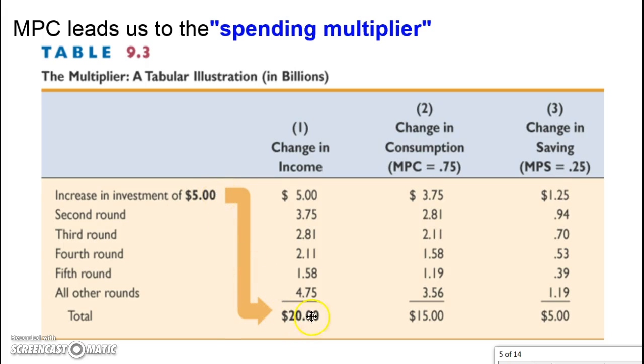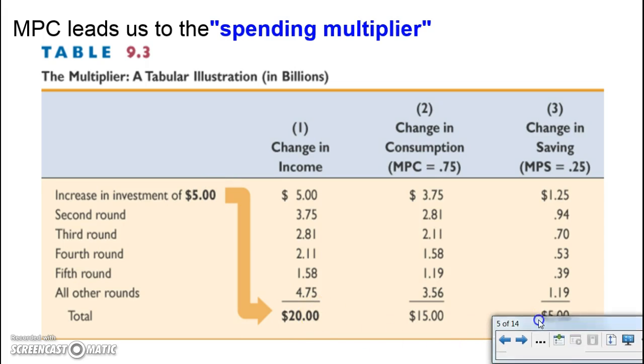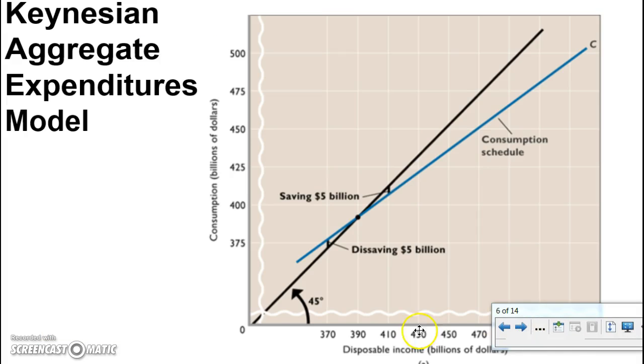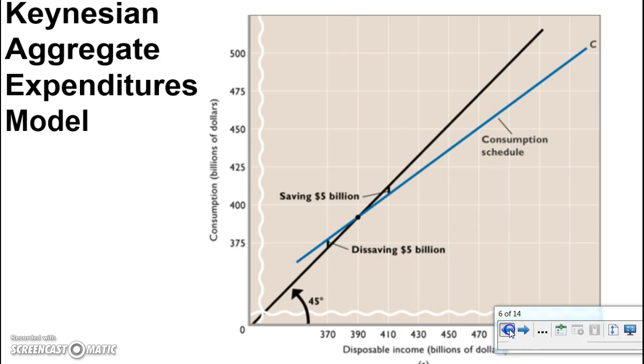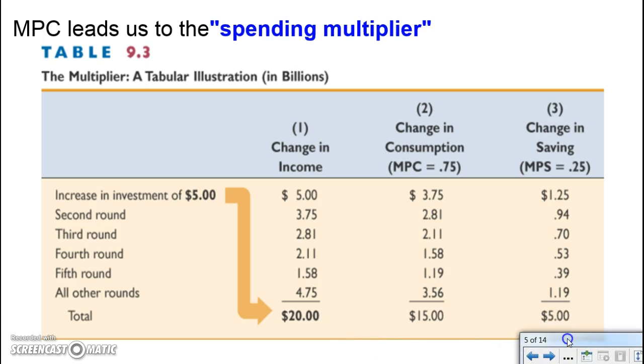How do we find the multiplier? The multiplier is actually going to be 1 over the value of the MPS. So 1 over the MPS, in this case MPS is 0.25, 1 over 0.25 is 4, and that is going to be the value of the multiplier. There are a few multipliers that you're going to want to know. If, for example, the MPS is 0.1, the multiplier will be 10. If the MPS is 0.5, the multiplier will be 2. So you just want to familiarize yourself with a few of those numbers.